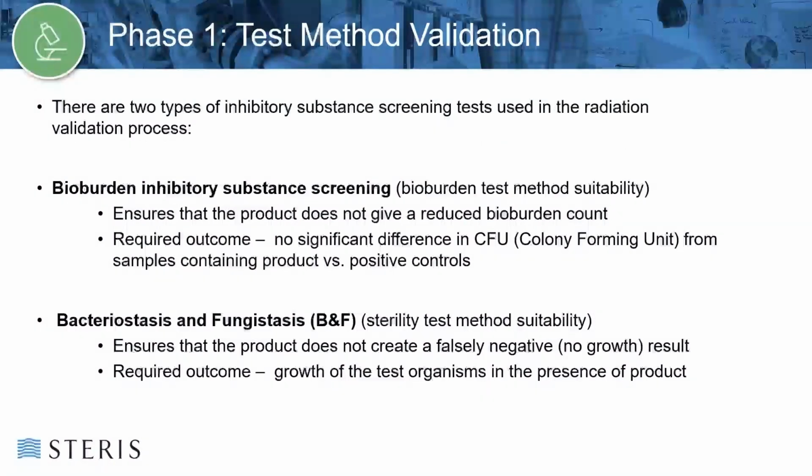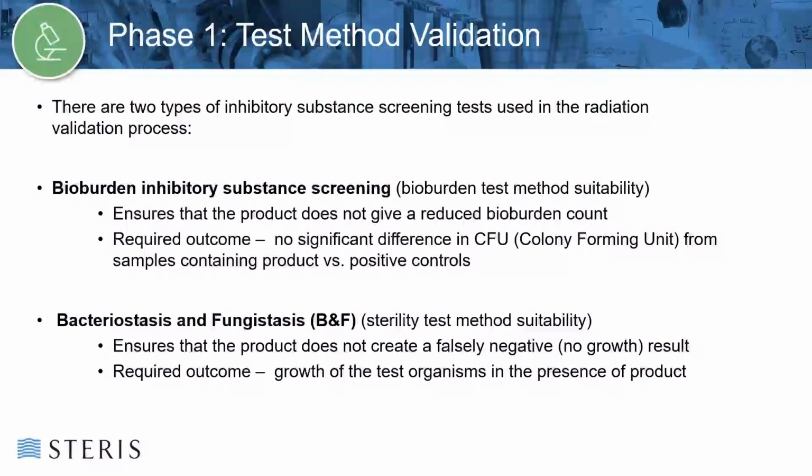There are two inhibitory substance screening tests used in the radiation validation process. The first of these is the bioburden inhibitory substance screening, which is the bioburden test method suitability. This test ensures that product present in the extraction fluid does not give a reduced bioburden count. It is a quantitative test resulting in a number of CFUs obtained and compared to control samples. The required outcome is the growth recovered from the samples containing product is not significantly different to that seen in samples containing no product, i.e. the positive controls.